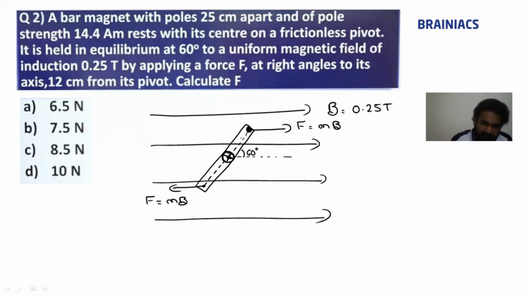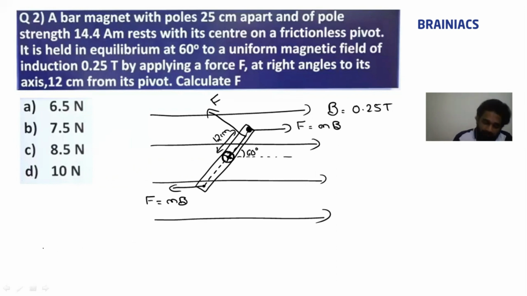So this is the axis. 12 centimeter from the pivot. So somewhere here there is a force in this direction, and this direction, this is 12 centimeter from the pivot. This much data is given. We need to find the force.